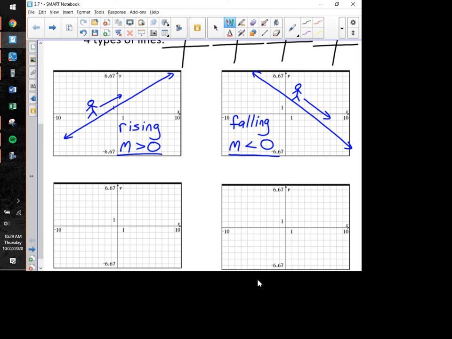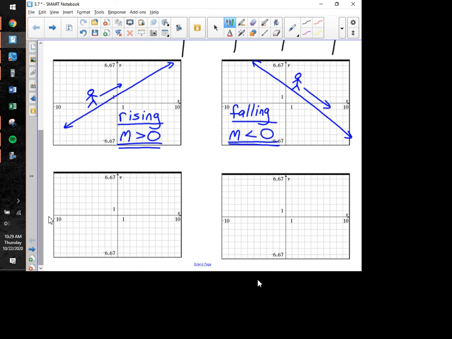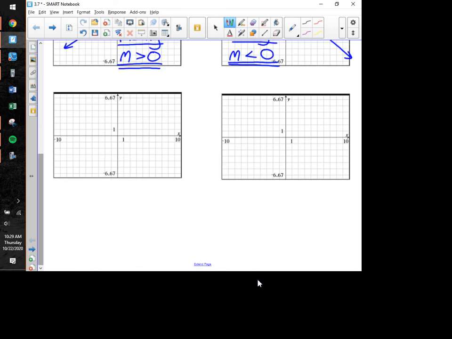Well, if its slope is 0, it's not positive, so that line cannot be rising. And if the slope is 0, that's not negative, so the line cannot be falling. What we're talking about then is a line that doesn't rise or fall as you move from left to right, and that would be a line that looks something like this. And instead of describing this line as rising or falling, we would describe it as a horizontal line.